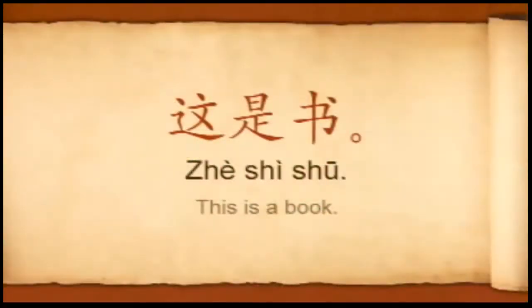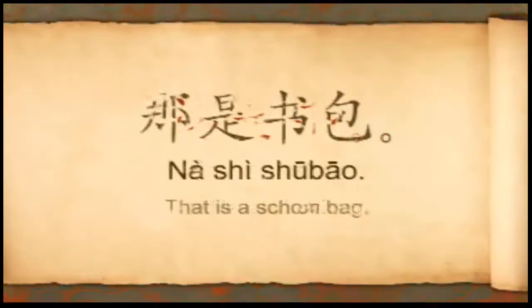The student identified the items as a book, 书, and a school bag, 书包. She said, 这是书. This is a book. Say, 这是书 with me. 这是书. She also said, 那是书包. That is a school bag. Say, 那是书包 with me. 那是书包. 好极了，同学们. Great review of the dialogue.